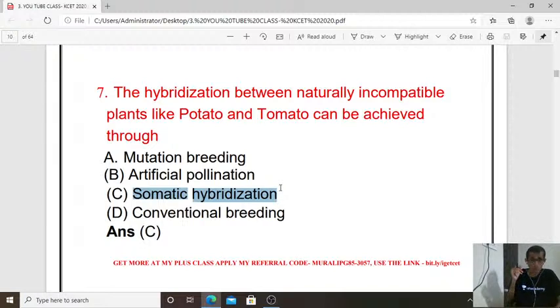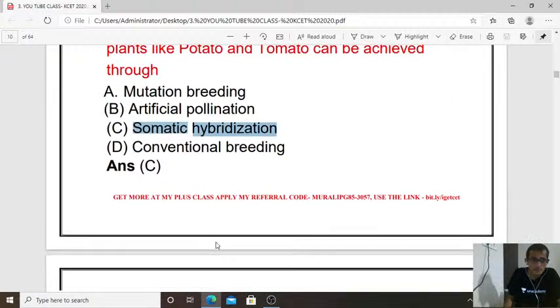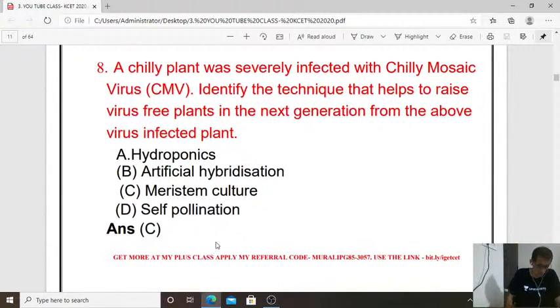So now we are heading towards the 8th question. The 7th one, C is the right answer. Next, question number 8. A chili plant was severely infected with the Chilly Mosaic Virus, CMV. Identify the technique that helped to raise virus-free plants in the next generation from the above virus-infected plant. That is meristem culture.